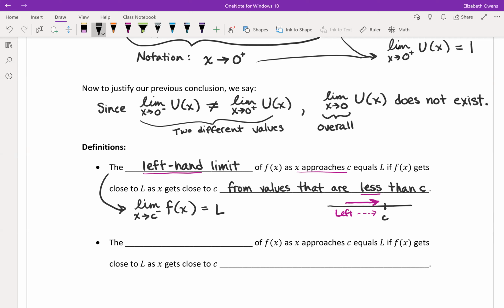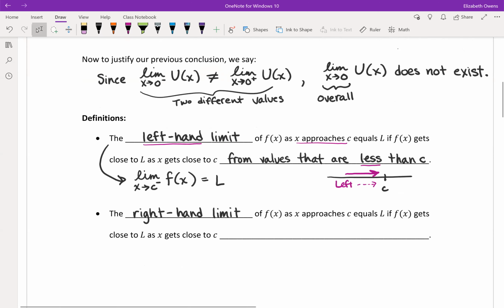And then, in contrast to that, we are going to have the right-hand limit. And as you would suspect, it's going to be defined very similarly, just from the other direction. So the right-hand limit of f of x as x approaches c equals L if f of x gets close to L as x gets close to c from values that are greater than c. Okay, so opposite side, of course.